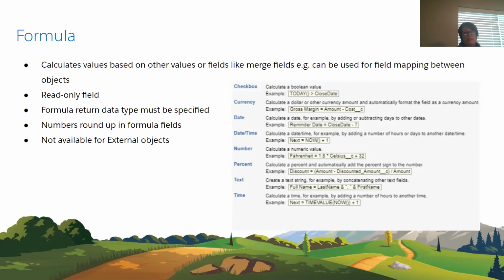The return data type must be specified. So if you look over to your right-hand side, this is all of the return data types that you can have for a formula field. And you can get around some of these. You can actually include an image in a text return data type by using image and adding in either a static resource or a URL. Your numbers round up in formula fields, and it's not available for external objects. And we'll talk a little bit more about the rounding up in a minute.